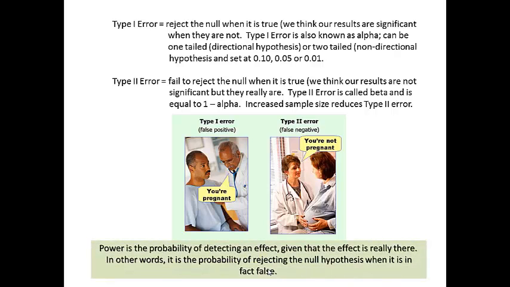Power is the probability of detecting an effect given that the effect is really there. In other words, it's the probability of rejecting the null hypothesis when it is in fact false.